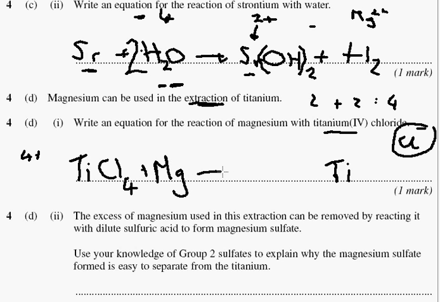So I know one of the products is titanium, the metal. What's my other product? Well, all we're going to do is swap the metal species around. So my other product is magnesium chloride.